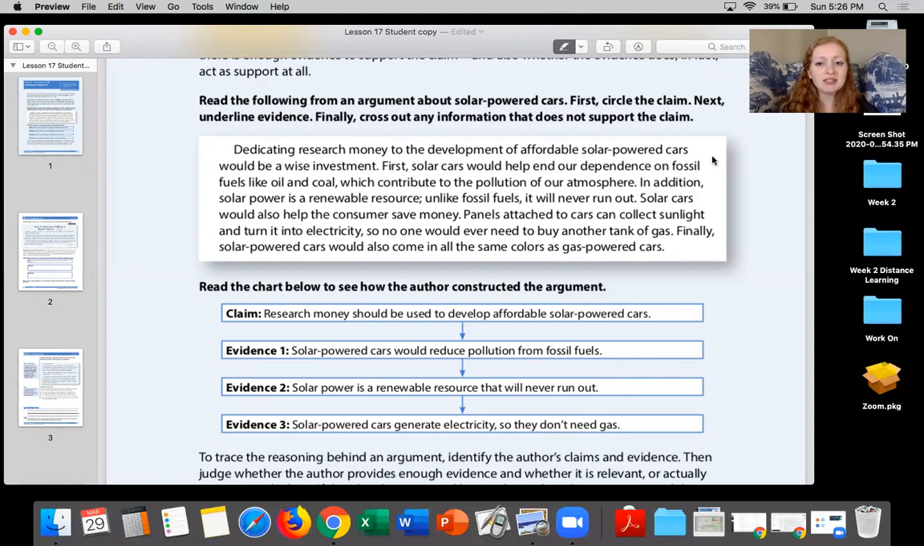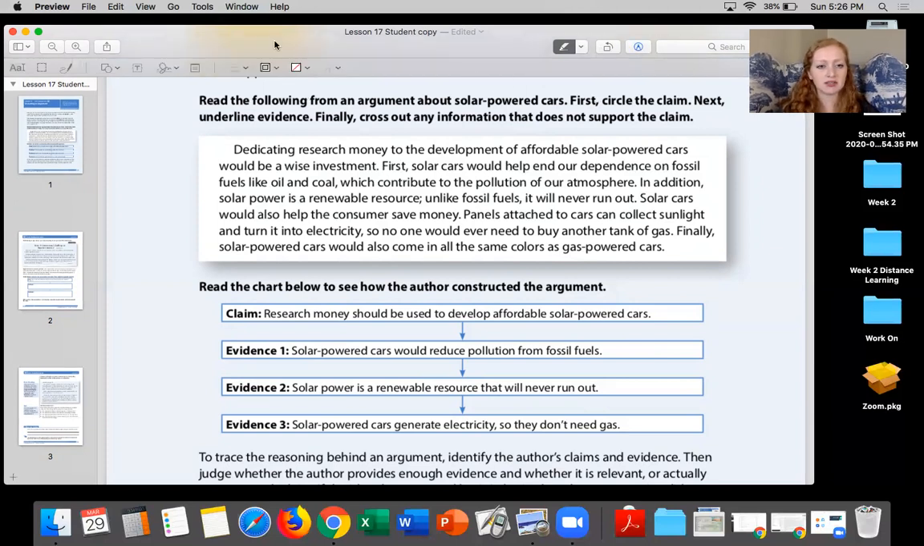Okay, so if you've read ahead a little bit, you'll already see the claim and the 3 pieces of evidence. But let's go back and find those in the text. The claim that this author is making is that research money should be used to develop affordable solar-powered cars. Let's look at this first sentence. Dedicating research money to the development of affordable solar-powered cars would be a wise investment. So we're going to go ahead and circle that like it says.